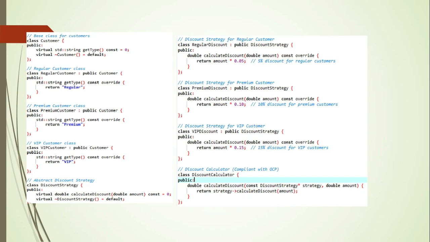The calculate discount function in the discount strategy class is pure virtual, meaning that it must be implemented by any derived class. Each derived class provides its own logic for calculating the discount. For example, 5% for regular, 10% for premium, 15% for VIP customers. Since strategy is a pointer to discount strategy, it does not matter which type of discount strategy object the pointer points to at runtime. The appropriate calculate discount function implementation will be invoked.